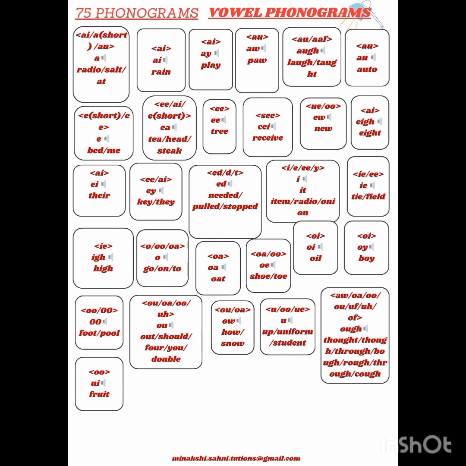The next one is a single E making a long E sound and a short E sound, as in bed and me. Just remember that whenever there are small words like me, he, she, we always use a long sound of E, because there is no other consonant after the E sound. So you'll always use the long E sound in those words. But the exception in this case is the word the.